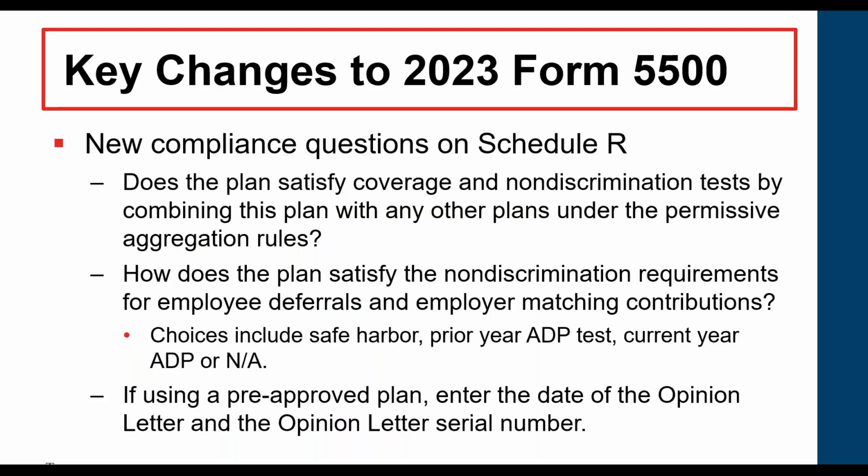Mark. Okay, so the next change is on the Schedule R, and that's the form that's for retirement plan information. There are 3 new questions that have been added on that schedule. So it's questions 21A, 21B, and then question 22. Question 21A is a yes or no question that asks whether the plan satisfies the minimum coverage and non-discrimination test, and whether it is aggregated with any other plans to do so. So like I said, that's just a yes or no question.